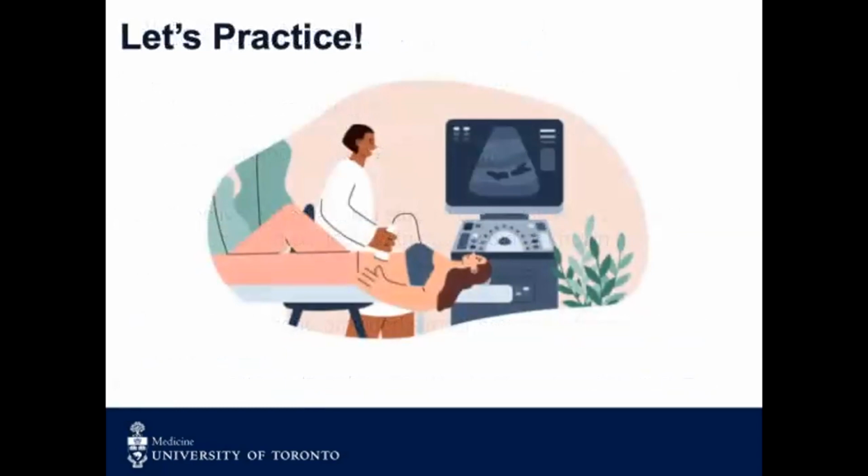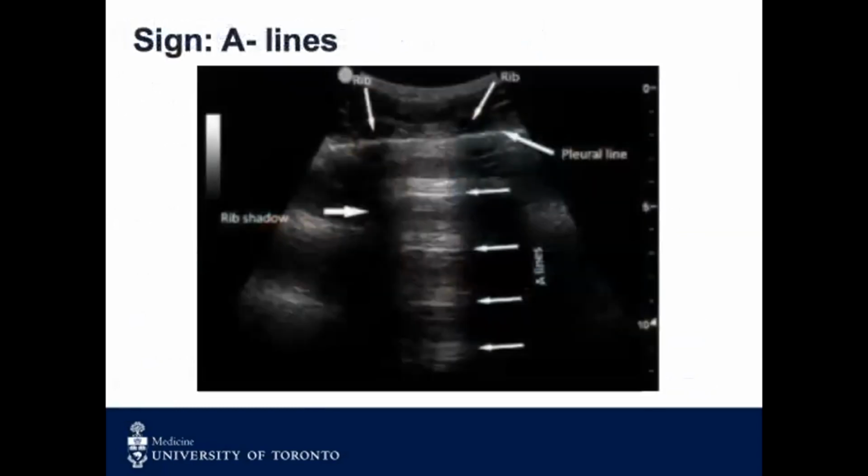Okay, so let's get to some practice. The first picture here I want to show you is what we call A-lines. And just to orient you, the top of the screen is skin. Right below it is subcutaneous tissue. That white pearly line is the pleural line. And the 2 dark spots above the pleural line are ribs. So you're looking between 2 ribs.